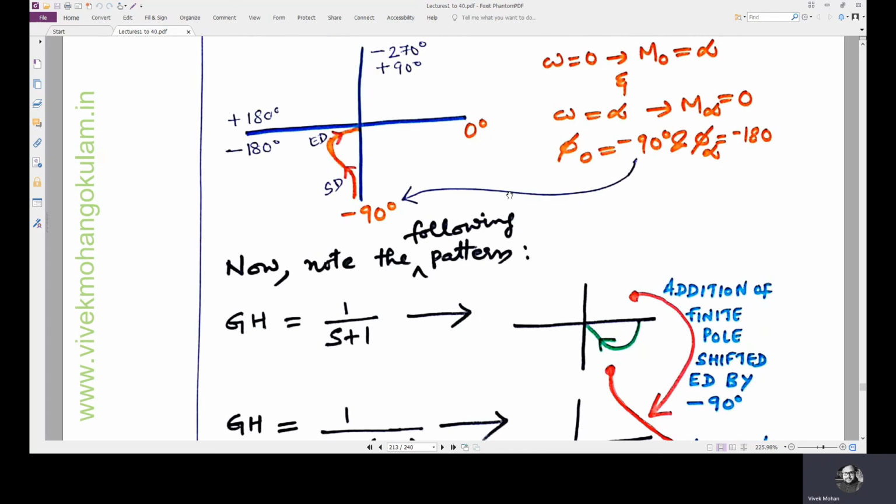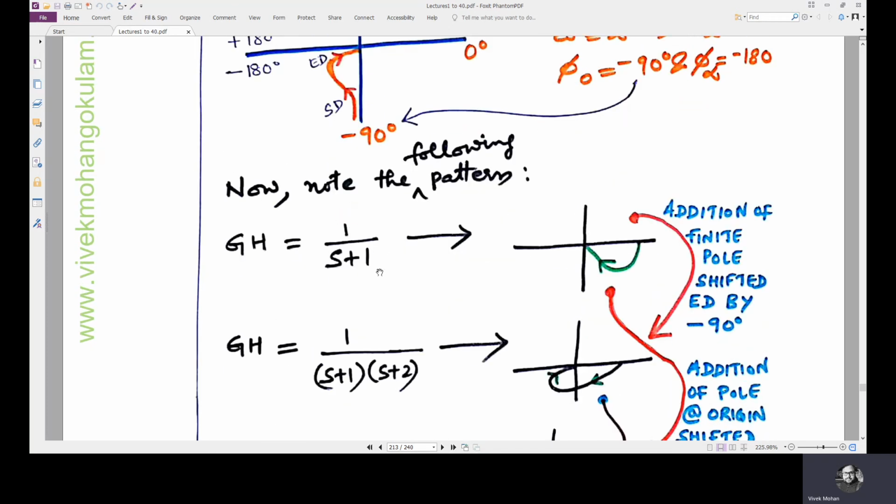Now note the pattern here. What is the pattern here? GH equals 1 by s plus 1, right? With GH equals 1 by s plus 1, the addition of a finite pole shifted the ending direction by 90 degrees, right? This is the polar plot.